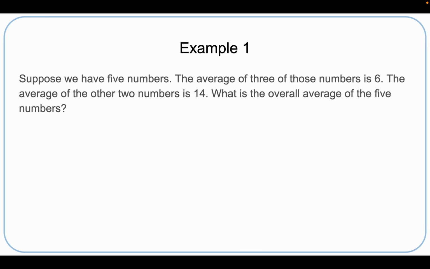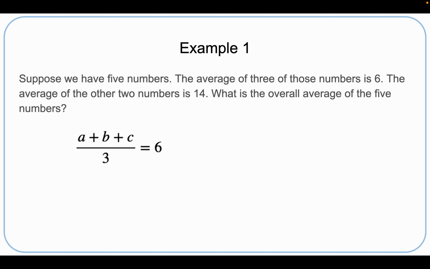So our first example, suppose we have 5 numbers. The average of 3 of those numbers is 6, and the average of the other 2 numbers is 14. What is the overall average of the 5 numbers? So here we are trying to find the average of 5 numbers. We know that 3 numbers averaged out equals 6.